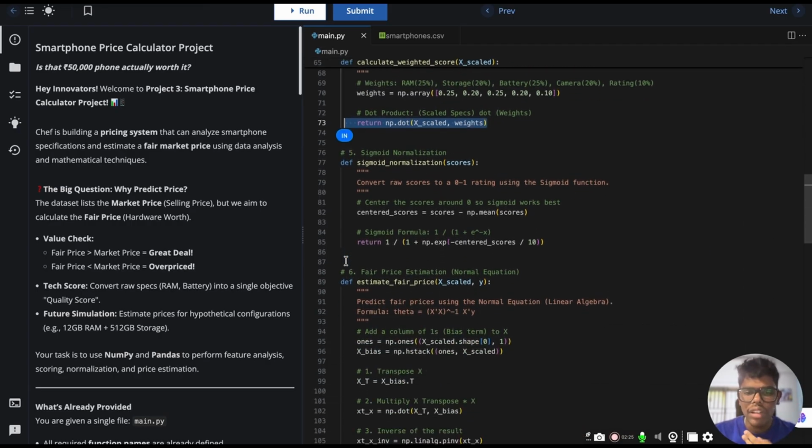After that, we have to convert the raw scores into the range 0 to 1 using a sigmoid function. So what does a sigmoid function do? It converts any value to between 0 and 1. So we apply the sigmoid function, and we bring the raw values down to between 0 and 1.